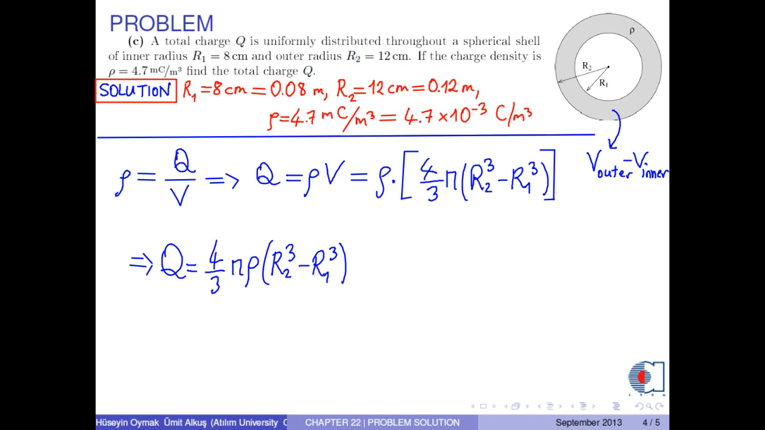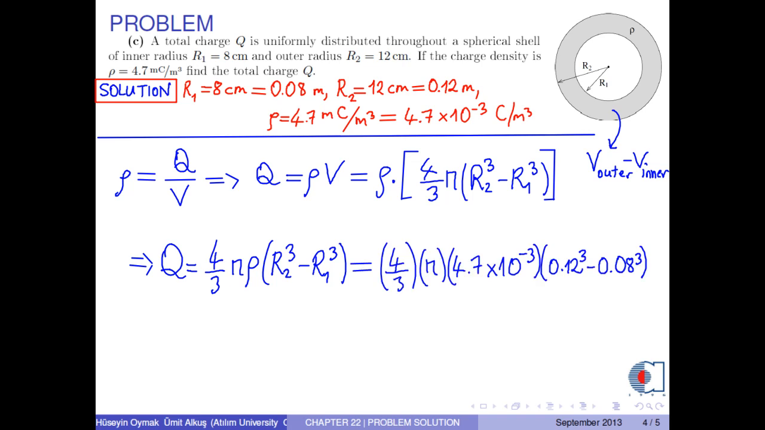Now we insert the numerical values into this formula. So we obtain the total charge as approximately 2.39 times 10 to negative 5 coulombs, or 23.9 microcoulombs. Okay, this is the answer to this part. Let us solve part D.